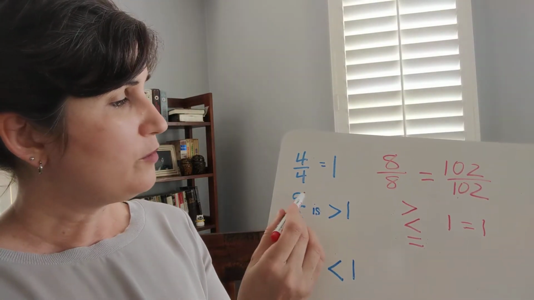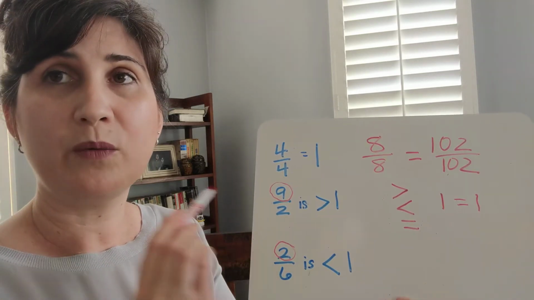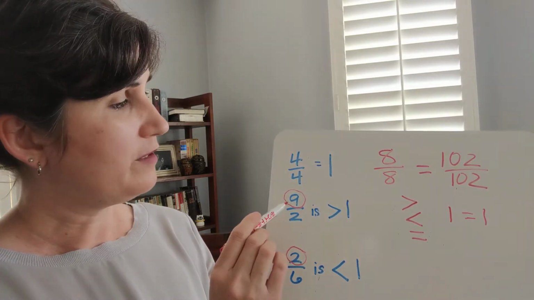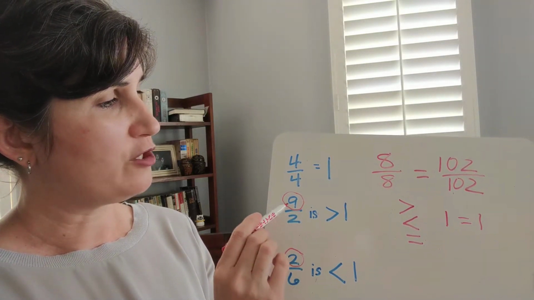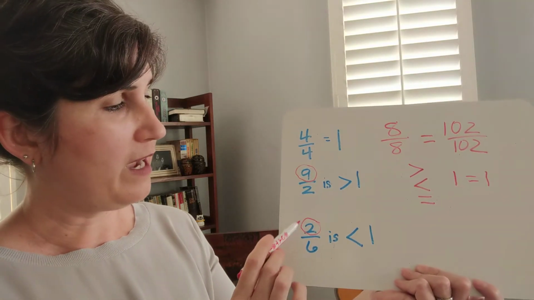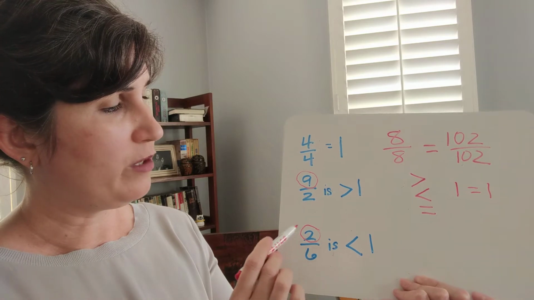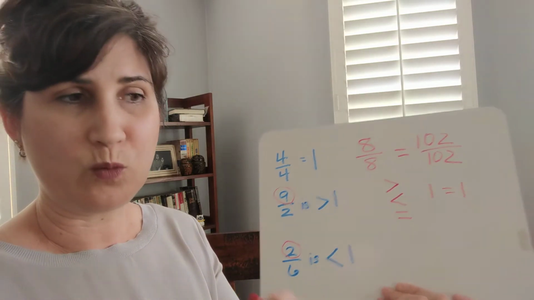So also when I look at fractions, I want to look at the numerator, the top number. If the top number is larger than the bottom number, I know that this fraction is greater than 1, bigger than 1, okay? If the numerator is smaller, then the fraction is less than 1.